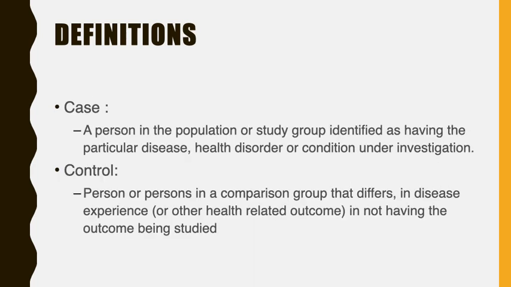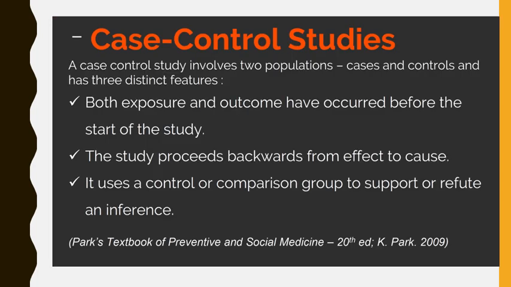So again, a case is a person in a population or study group that has a particular disease, health disorder, or condition, and a control is a person that differs from the case only in that they do not have the disease being studied. So this involves two very different populations, cases and controls, and it has three distinct features. First, both exposure and outcome have already occurred before we even begin the study. Second, the study proceeds backwards from effect to cause. Third, it uses a control or comparison group to support or refute an inference.